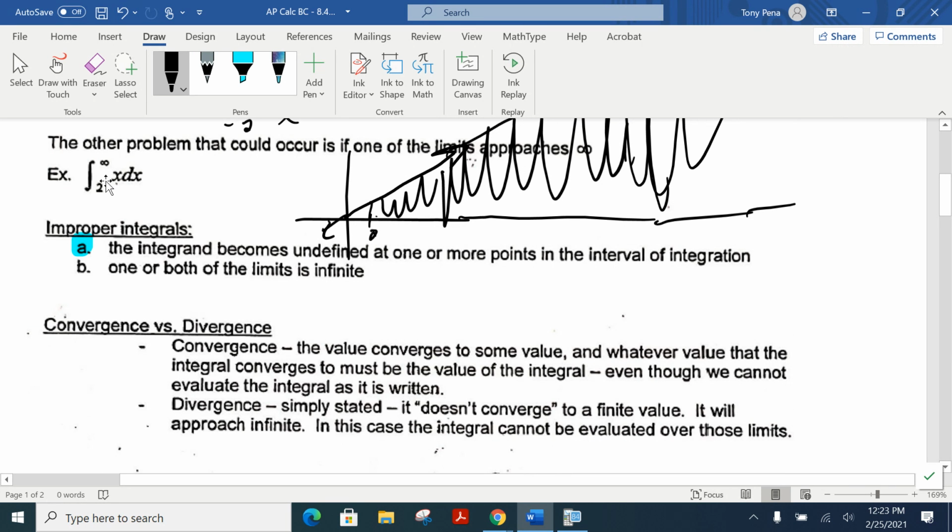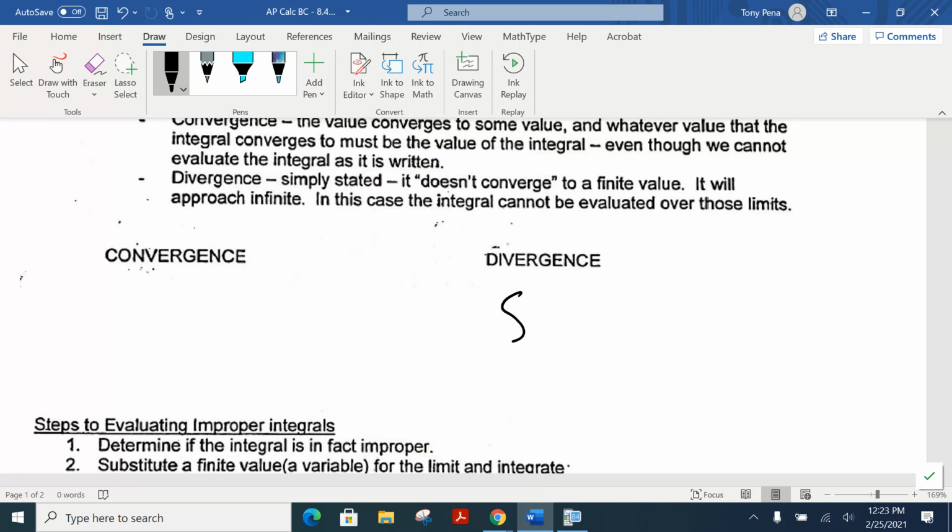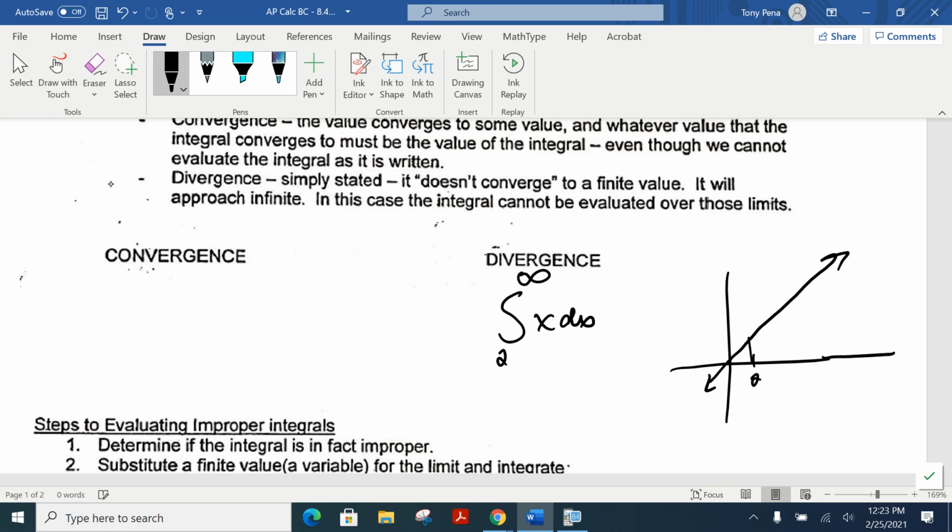So actually write this integral under the divergence one. Put this 2 to infinity right here with the x and the dx, and then sketch in roughly what this would look like. What divergence means is basically our value just continues to get larger and larger. That pretty much means we can't do the problem. So when we say one of these integrals diverges, it just means it doesn't have a finite amount of space. That space continues to grow unbounded.